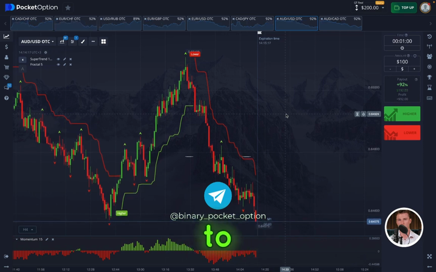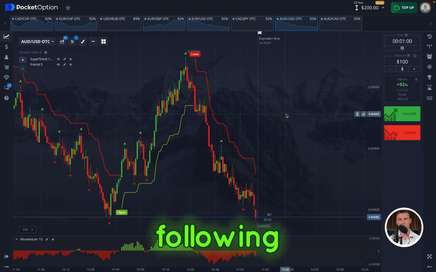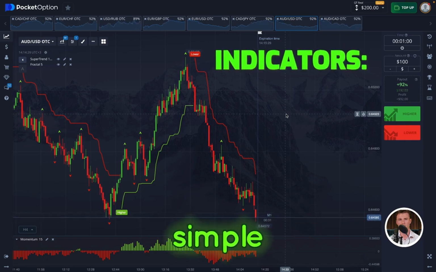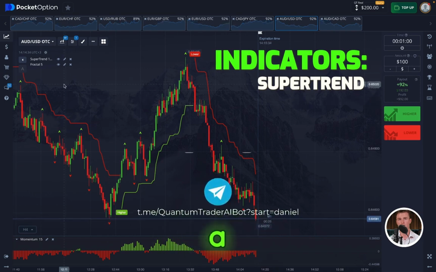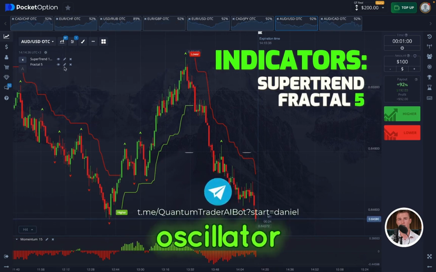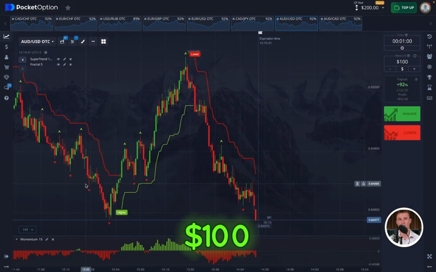I always try to analyze the trend and open deals based on the trend direction and price behavior within the trend. So for today, I have selected the following set of indicators. It is quite simple. This is a super trend with default settings, a fractal with a period of 5, and a momentum oscillator with a period of 15. Let's start with a trade of $100.